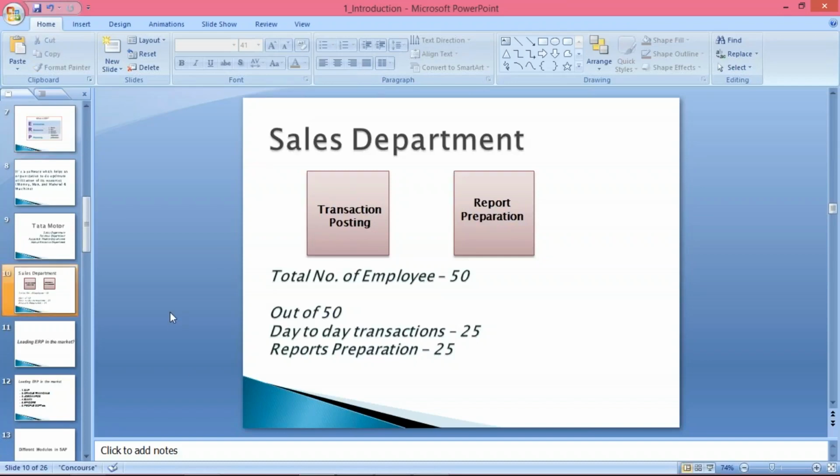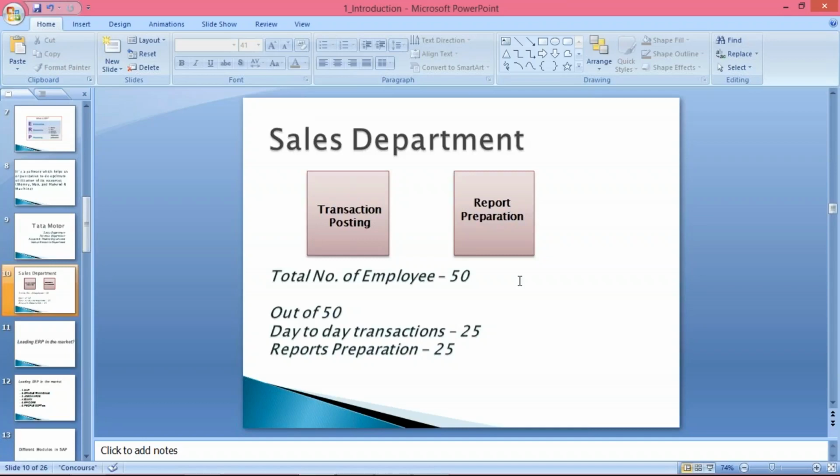They are having, let's suppose, a total of 50 employees. 50 employees are there in their sales department. Now what exactly are these 50 employees doing for Tata Motors?